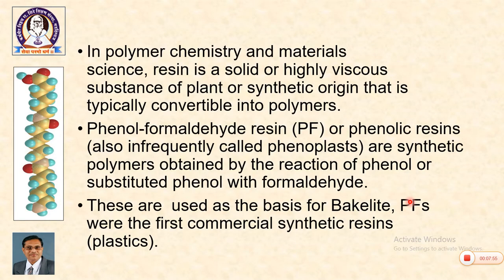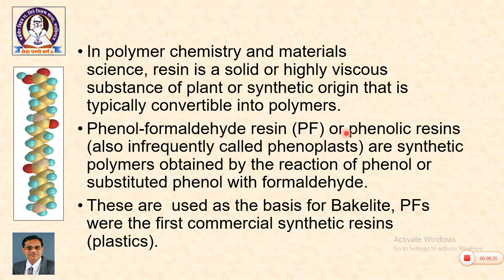In polymer chemistry and material science, we are going to see the last application, that is related to resin. In polymer chemistry and material science, resin is a solid or highly viscous substance of plant or synthetic origin that is typically convertible into polymers. So, before fabrication the material is resin, after fabrication it is converted into a systematic polymer.